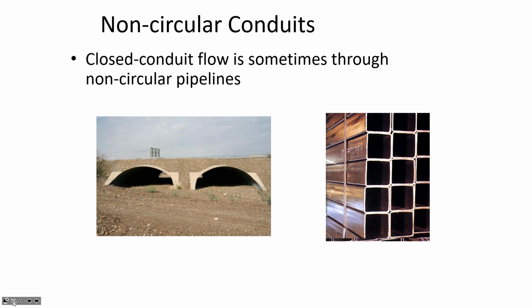Sometimes pipes aren't circular, and when they are, there's a number of simplifications that we can apply. Most notably, remember that hydraulic radius is just the diameter divided by 4 when you've got a circular pipe. So when you have a non-circular pipe, any equation that we've been using that has a D in the equation, we're going to have to find some substitution for that.